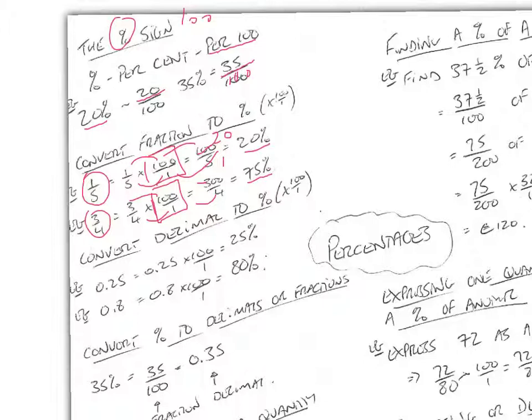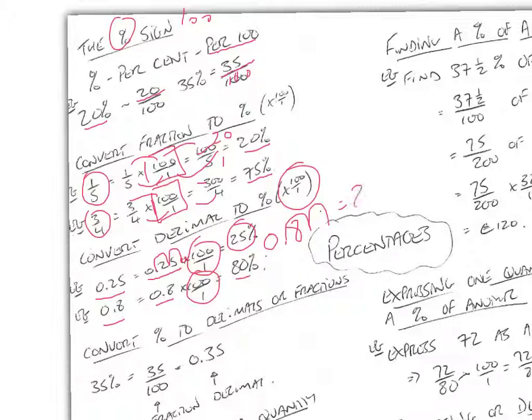Similarly, if we want to convert a decimal to a percentage, again we multiply the decimal by 100 over 1. So the decimal 0.25 expressed as a percentage would be 0.25 multiplied by 100 over 1, and that's basically 25%, because multiplying 0.25 by 100 has the effect of moving the decimal point 2 places to the right to give us 25%. Similarly, 0.8 times 100 over 1 gives us 80%, because our decimal point moves 2 places to the right.